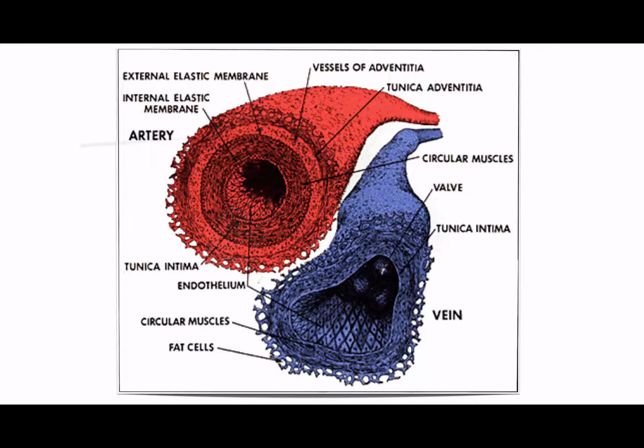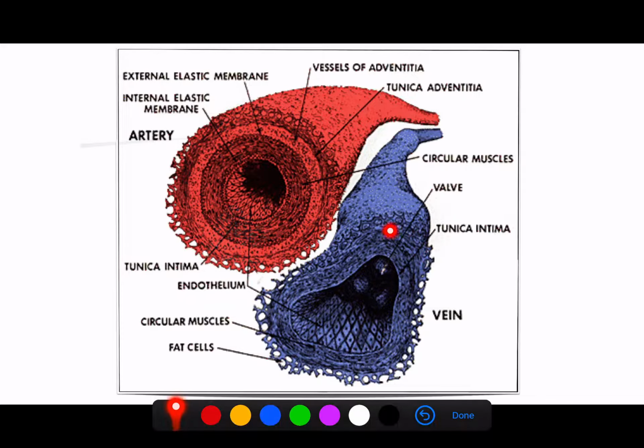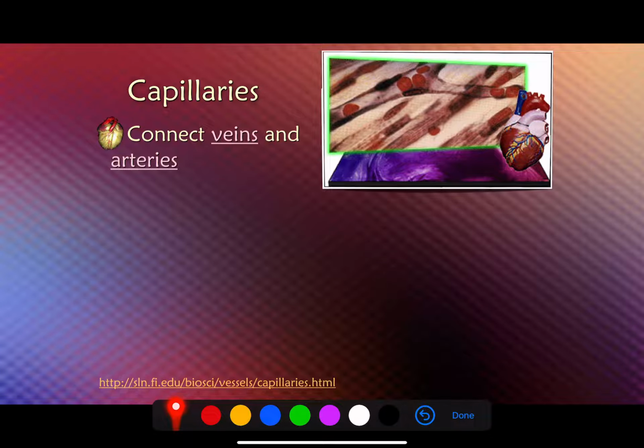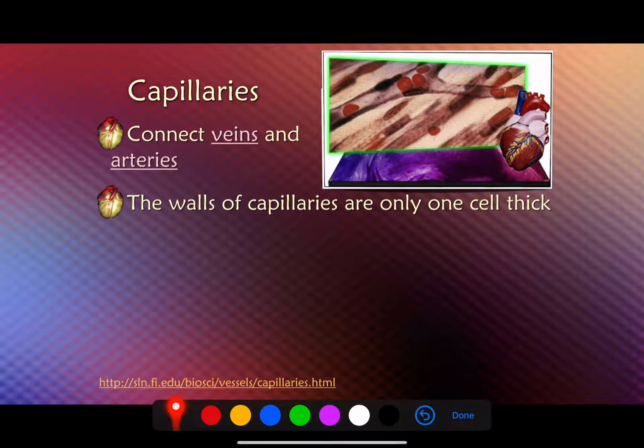So you see here a vein, and you can see the valve in there, and then your artery. Capillaries. These are what connect veins and arteries.